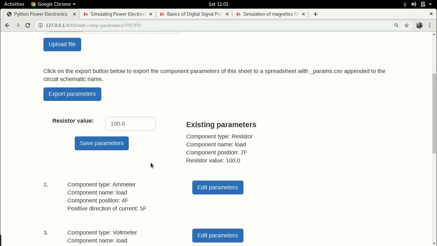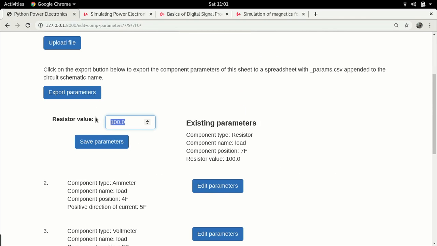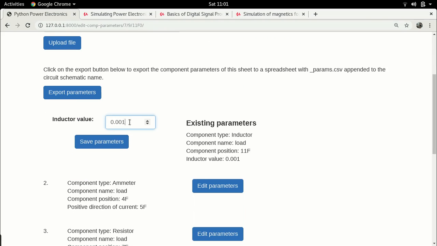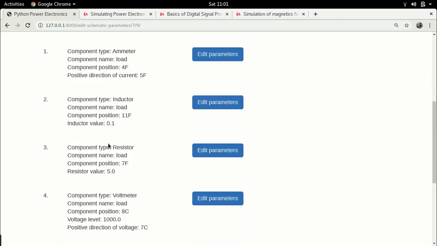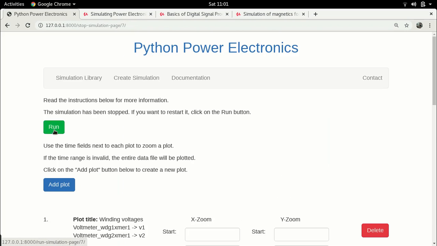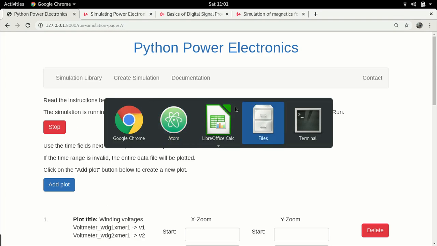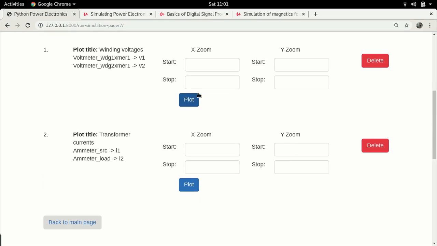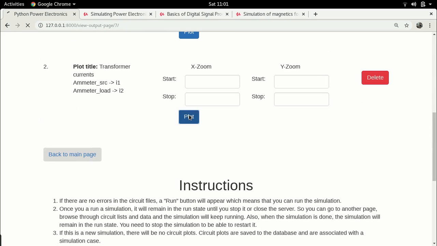Let me increase this to around 5 ohms, and let me increase the load to around 0.1, something like that. Yeah. And let me go back and let me stop the simulation, and I will run the simulation again, and we see there is no error, so we are okay. Let me click on the winding voltages and let me click on the transformer currents.